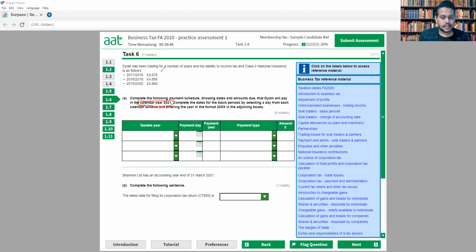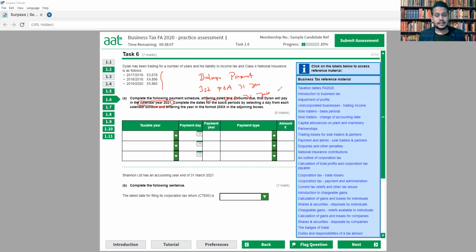Now remember, in this situation, the sole trader or self-employed person has to pay any balancing charge, any balancing payment. Also, he needs to pay the first POA, the first payment on account, that is paid on 31st of January. And also he needs to pay the second POA, the second payment on account, that is 31st of July. This is a fixed period you need to pay.